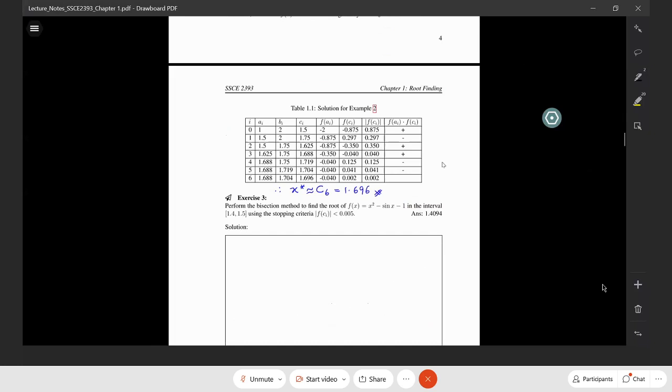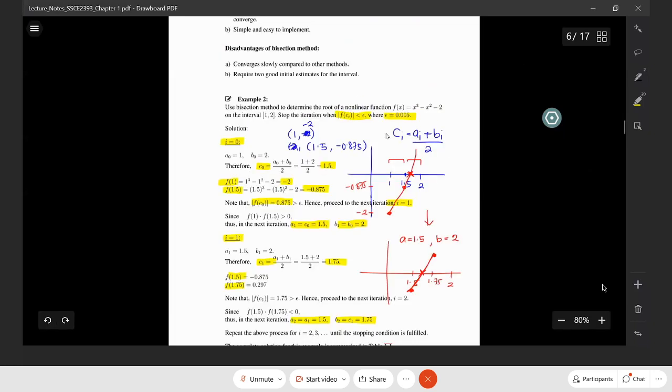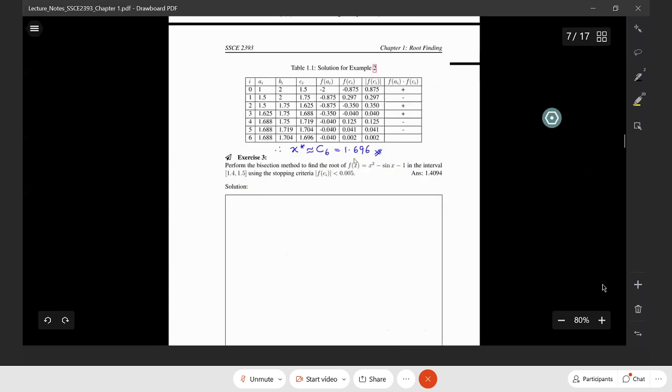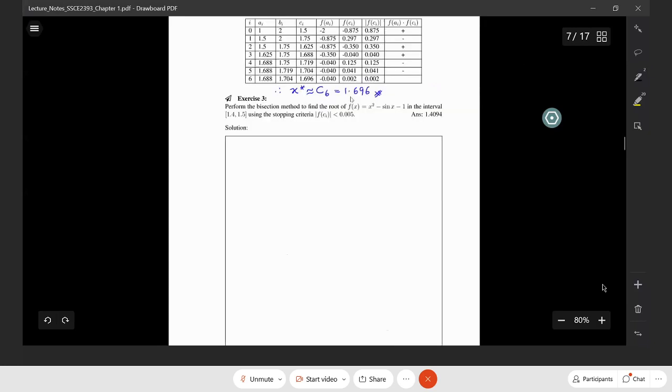So how do you check whether your answer is true or not? First of all, you know the interval. The interval given is 1 and 2, so your answer here is correct within the given interval. You can also try to plug in 1.696 into the given equation. The answer will not be 0 because of the round-off error, but it should be close to 0. If you put x equals 1.6 and so on into the equation and suddenly you get 2 point something, then it is wrong. So it should be close to 0.